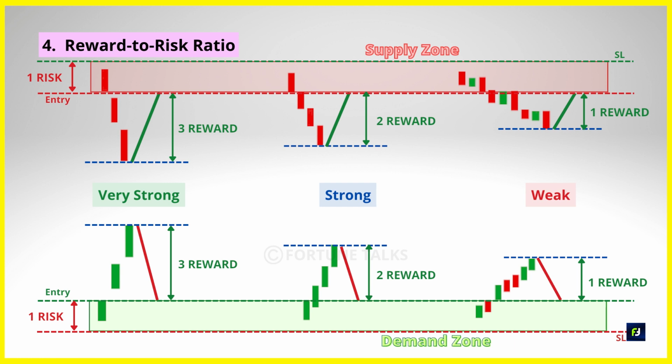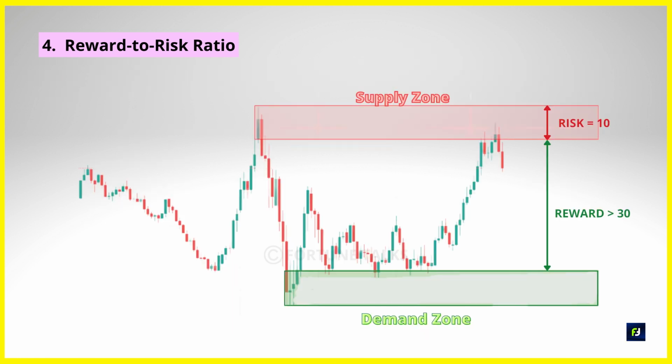A ratio of 3:1 is a perfect ratio because we are risking 1 point to gain 3 times. For example, if a trade has a 10-point stop loss, then the target should be at least 30 points away from my entry point. So if the market does not give you a 3:1 ratio, then it is better to stay away from this trade and we will look for another opportunity which offers us a 3:1 reward to risk ratio.